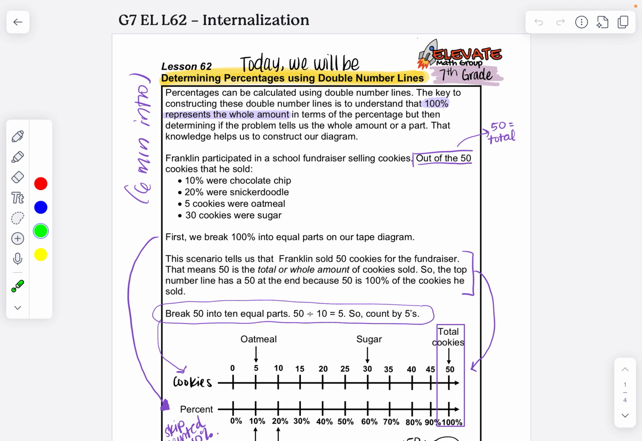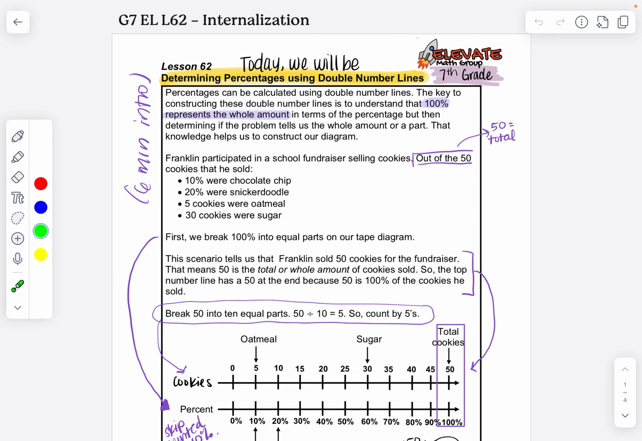Okay, so let's look at this example right here. Notice that I didn't read the whole thing. I'm reading what's important for students to know so that we can maximize practice time. Franklin participated in a school fundraiser selling cookies. Out of the 50 cookies he sold, how many cookies did he sell? 50. He sold a total of how many? 50. So 50 is equal to our total, okay?